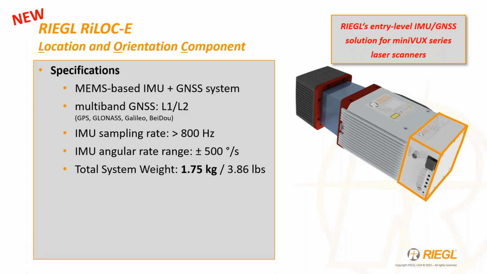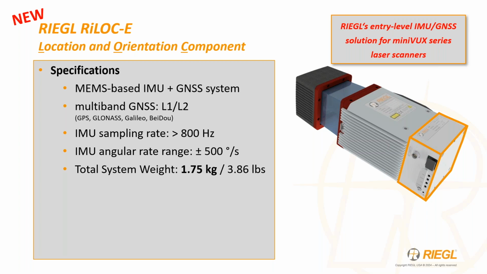So as I mentioned, we're going to unlock the RiLOC-E. E is really for everyone. This economic system is, so LOC stands for Location and Orientation Component, and it is this component that is coupled with our entry-level Minivux series LiDAR system. So smallest form factor with this new RiLOC aspect.